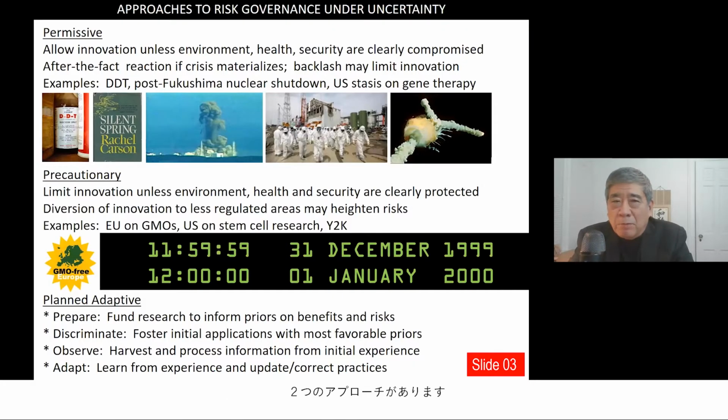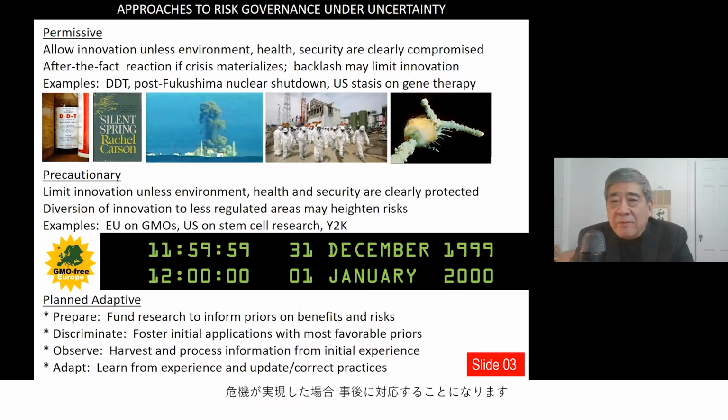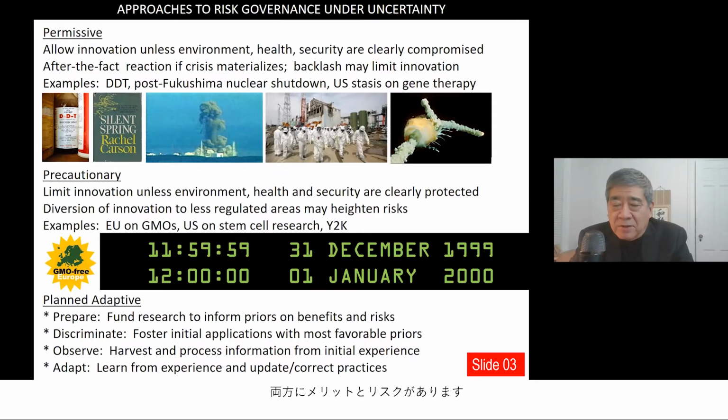The first two approaches are familiar. One can talk about permissive approaches where you allow an innovation to take place unless environment, health, security are clearly compromised. And then after the fact, you react if a crisis materializes. The precautionary approach, you limit innovation unless environment, health, and security are clearly protected. And both of these have benefits and have risks.